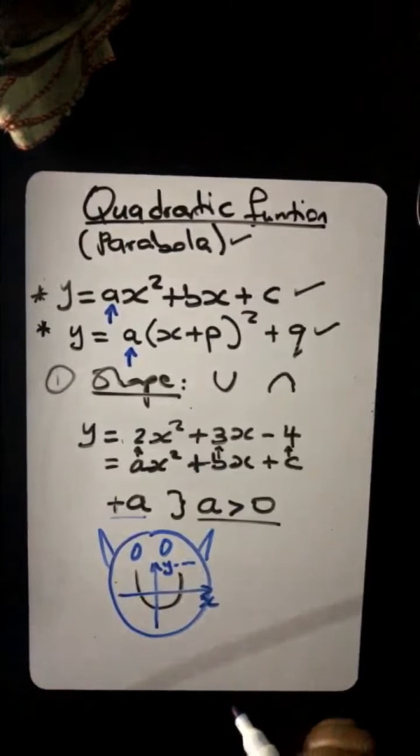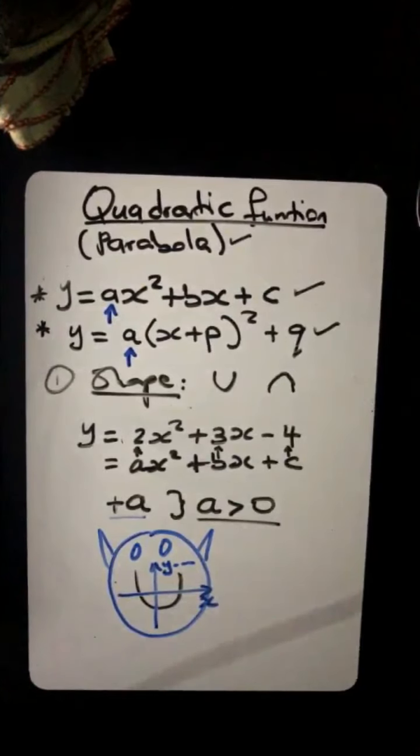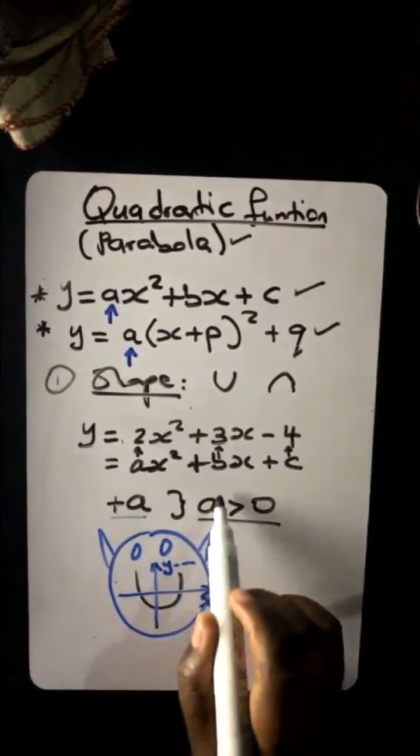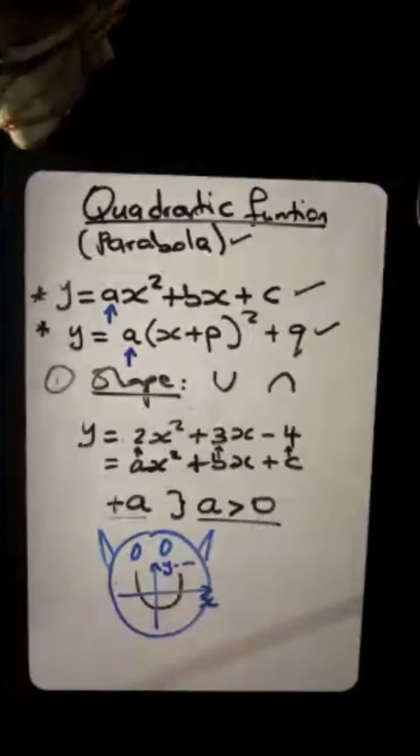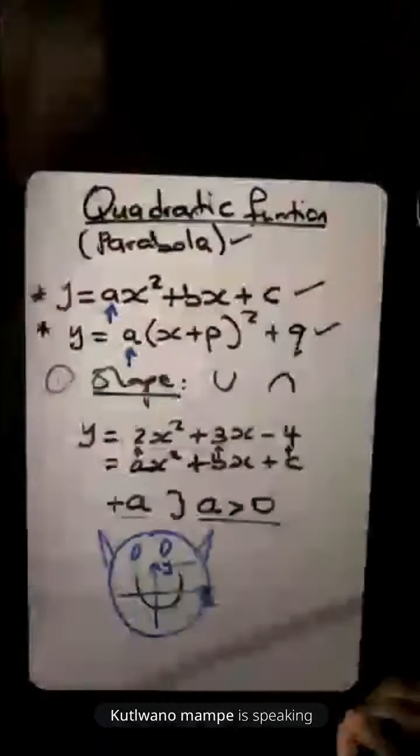Ladies and gentlemen, before I explain the other shape, do you all understand this part with regards to where a is greater than 0? Does it make sense to everyone? Yes, sir, it does make sense.